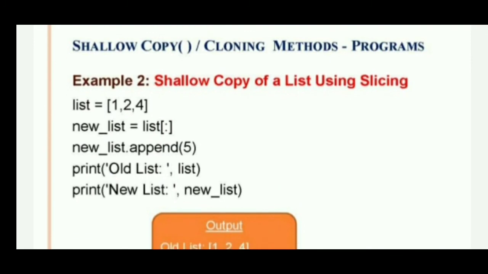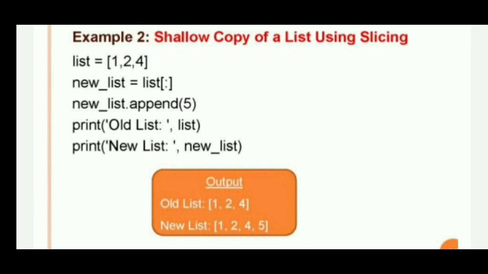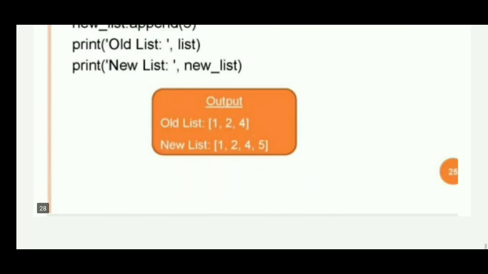So shallow copy or cloning methods. 1 2 3 4 list, append 5, old list and new list. You can see the output also: old list 1 2 3 4. The new list, after appending 5, will show 1 2 3 4 and 5.